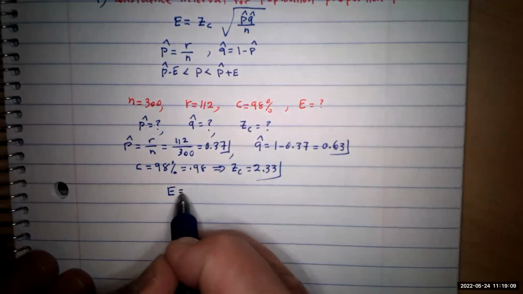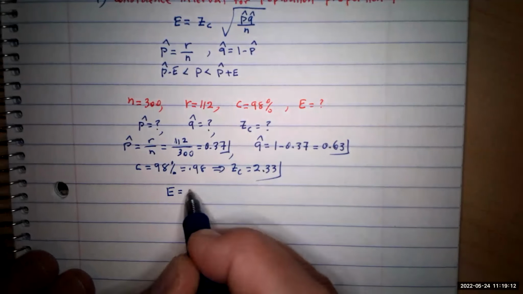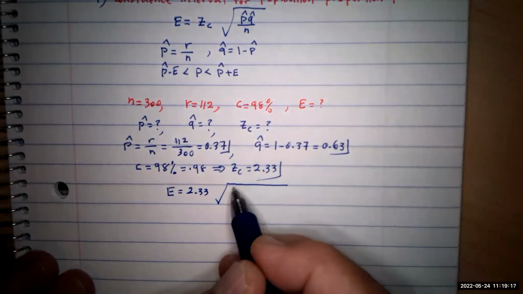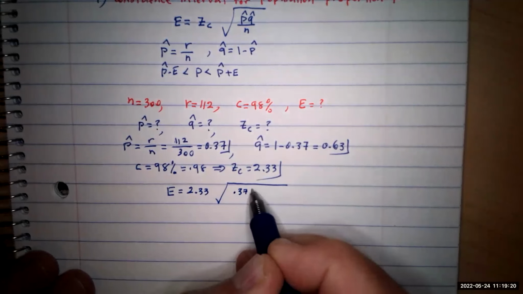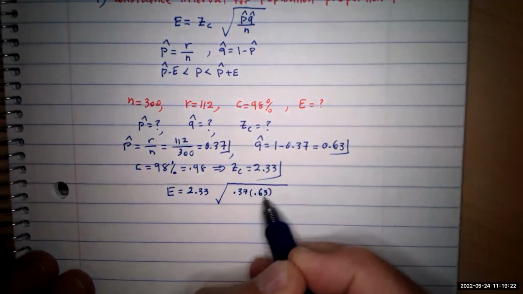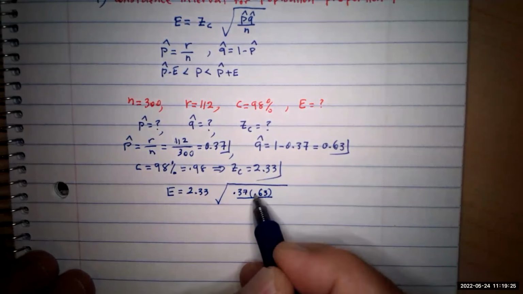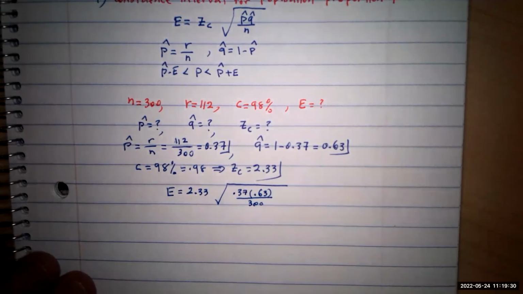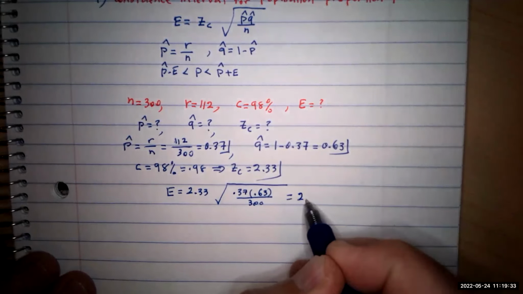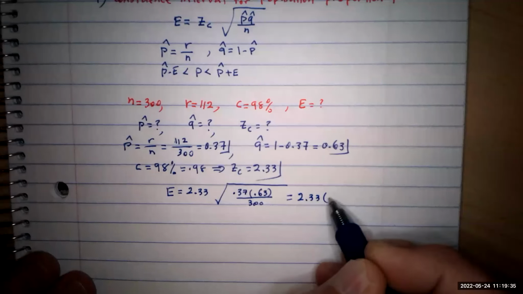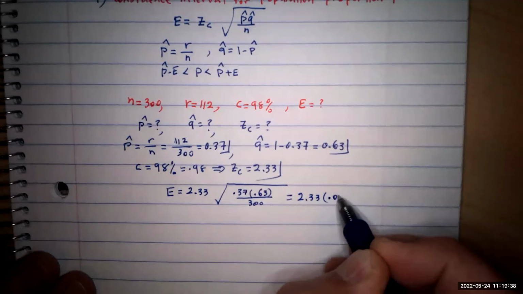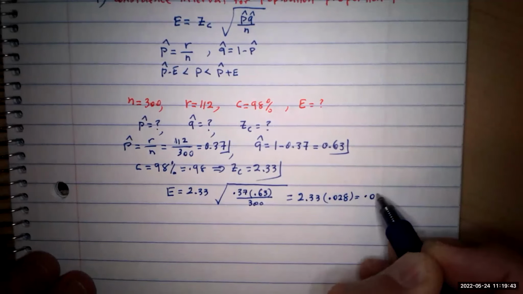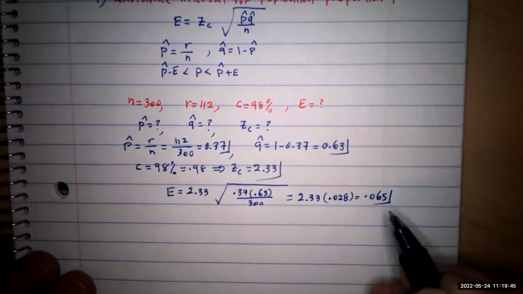So E is equal to z_c of 2.33, times the square root of p hat, 0.37, times q hat, 0.63, divided by n, which is 300. Okay, use your calculator to get this number. This is the way I got it, 2.33. Inside the radical is going to be 0.028. And if you put them together, that gives you 0.065. So that would be your E.